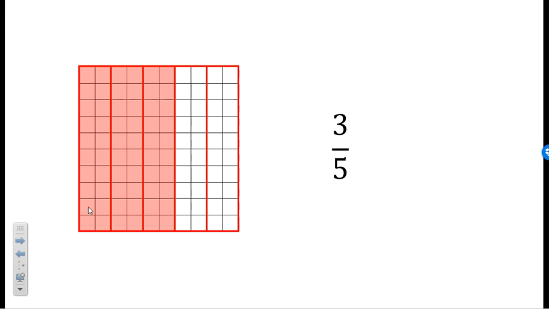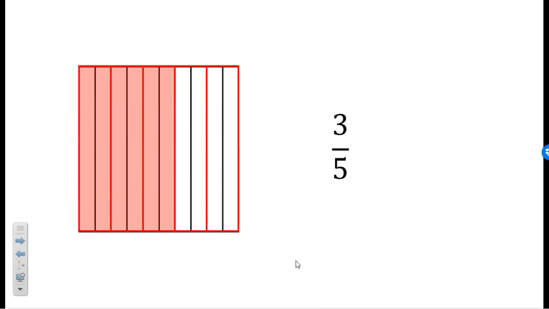Now, if that still looks confusing, because right now it's cut up into hundredths, so let me just simplify it. There. So we have 1, 2, 3, 4, 5, 6, 7, 8, 9, 10 pieces. And 6 of them now are shaded. So 3/5 equals 6/10.